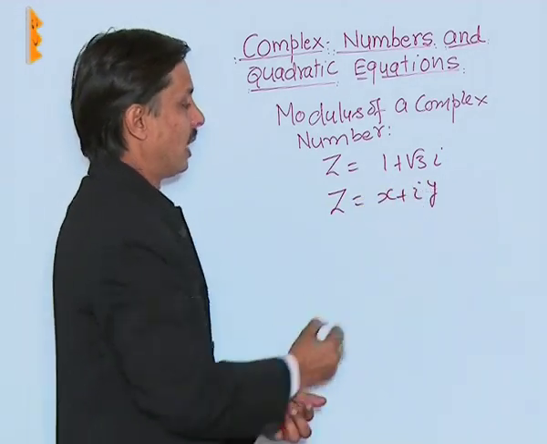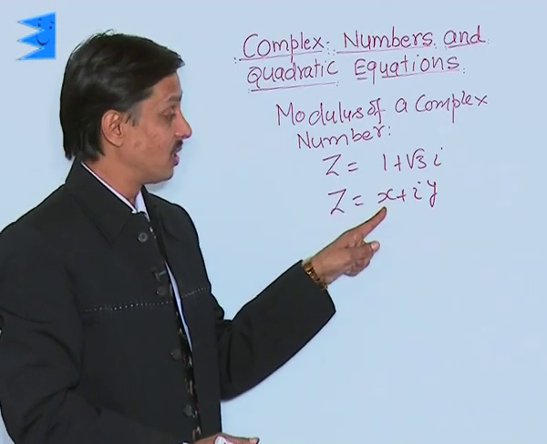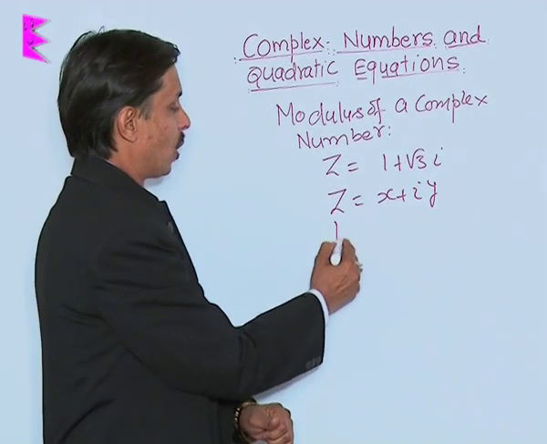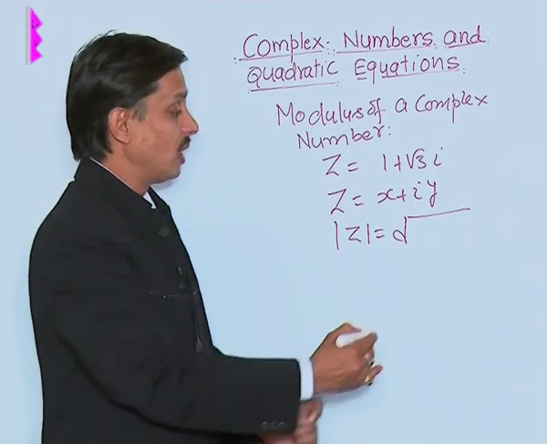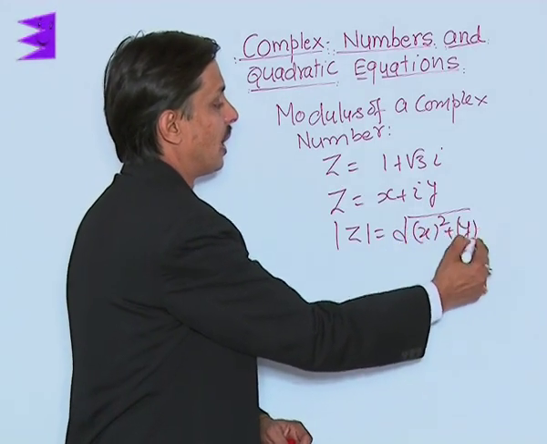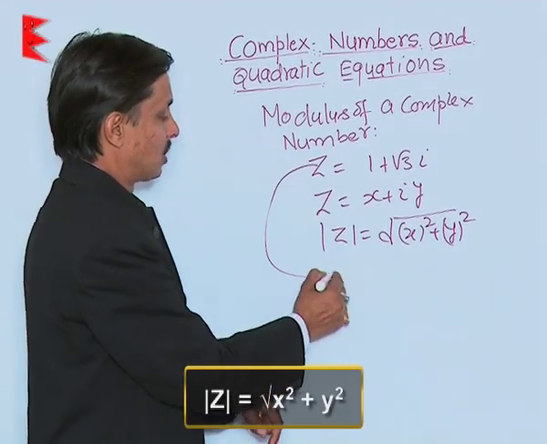x plus iy, a complex number with x its real part and y its imaginary part, the modulus of z is given by the root of the real part's square plus the imaginary part's square. Here in this case, z is this complex number.